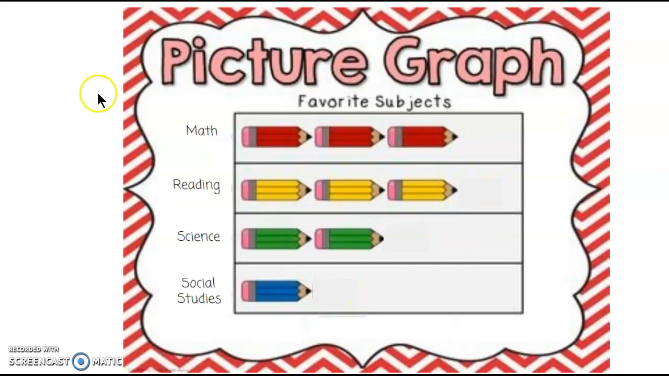Now, one of the things we use picture graphs for is gathering information and analyzing it, or answering questions about it. So what I might ask you is, which of these subjects is liked the least? And because social studies only has one person down here represented by this picture, we would say social studies.